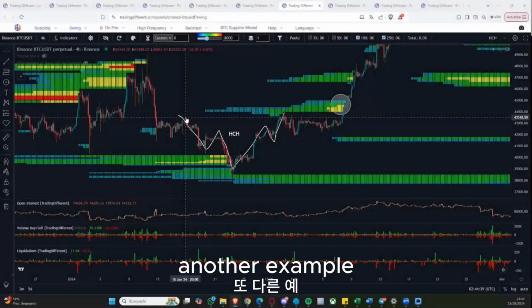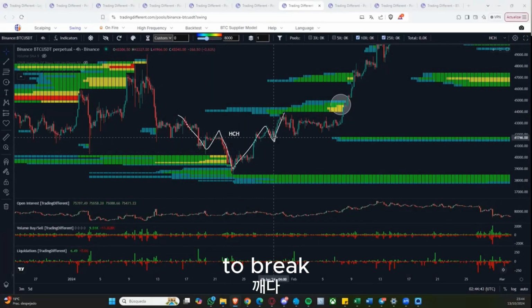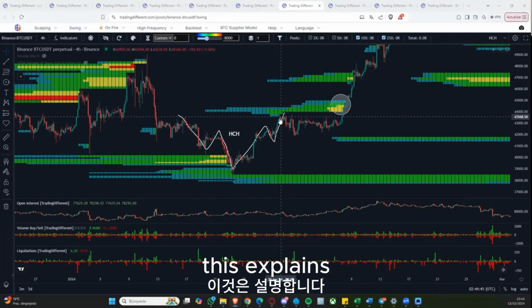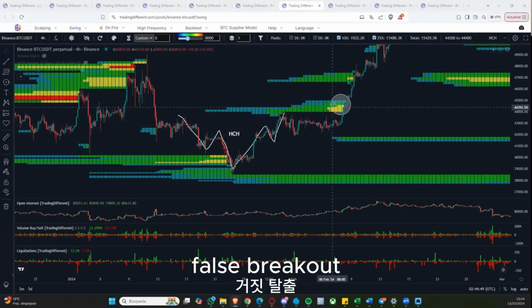Let's look at another example with an inverted head-and-shoulders pattern. Here the price needs liquidity to break the neckline of the pattern. This explains why the price lags and prevents us from falling into an initial false breakout.